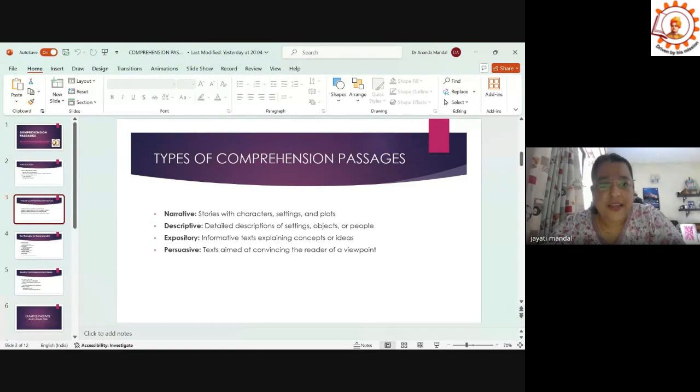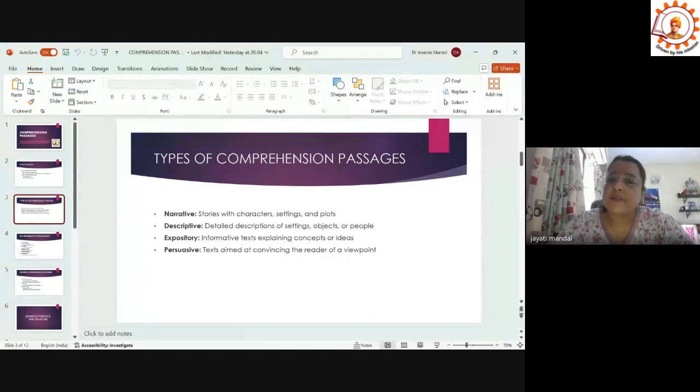So you will find that is a descriptive type of paragraph where you get a detailed description of settings, objects or people, how Harris is sitting, how George is sitting, what they are going to pack in the bag, where did they put the butter, where did they lose the butter, where did they keep the toothbrush. So that is a descriptive type of paragraph or comprehension.